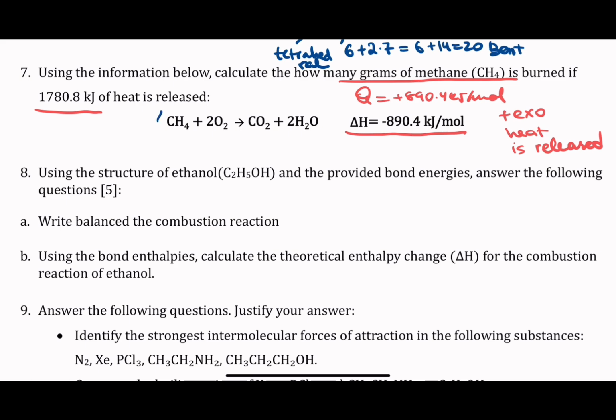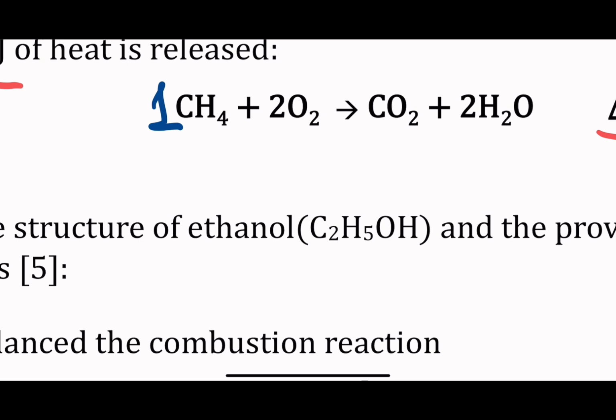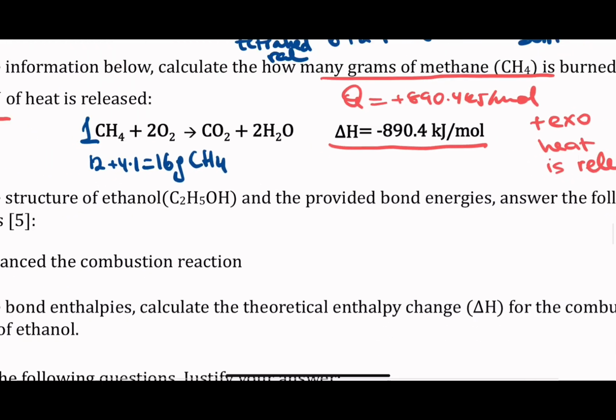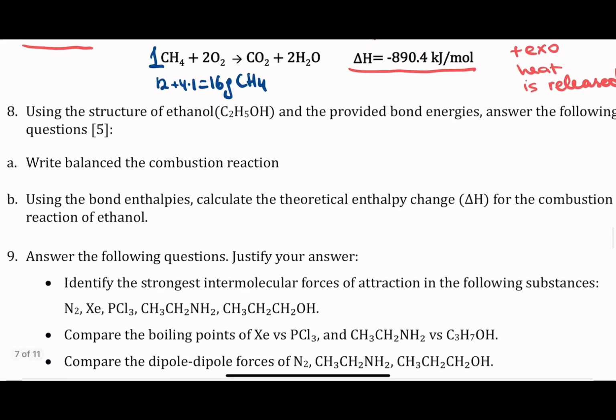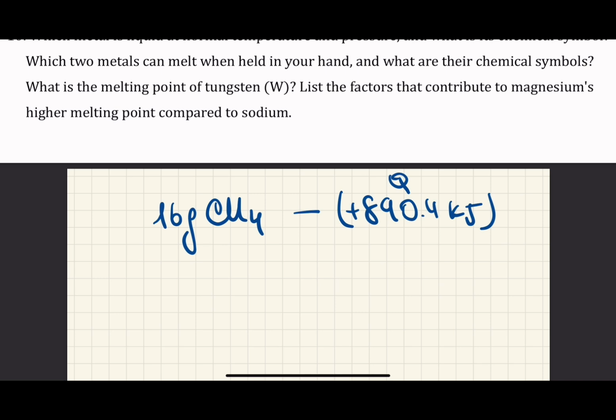Now from here we can see that there is 1 mole of methane. We need to find the mass of this 1 mole of methane, which means you just find the molar mass. We know that the carbon is 12, hydrogen is 1, so 4 times 1. So we have 16 grams of CH4 giving us 890 kilojoule of heat. So 16 grams of CH4, when it's burned, gives us 890.4 kilojoule. It is positive. This is the Q we're talking about, the heat.